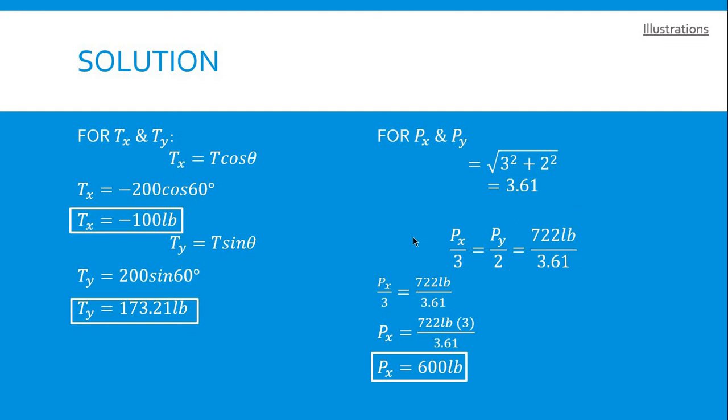By simply following this, P of x over 3 is equal to P of y over 2, which is also equal to 722 pounds over the hypotenuse 3.61. Getting P of x, P of x over 3 is equal to 722 pounds over 3.61. P of x is equal to 722 multiplied by 3 over 3.61. So we get P of x, which is 600 pounds.